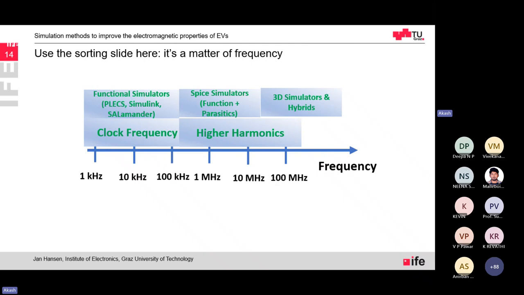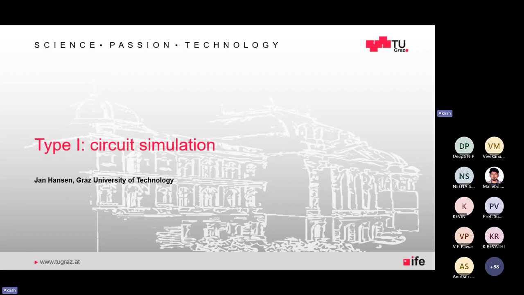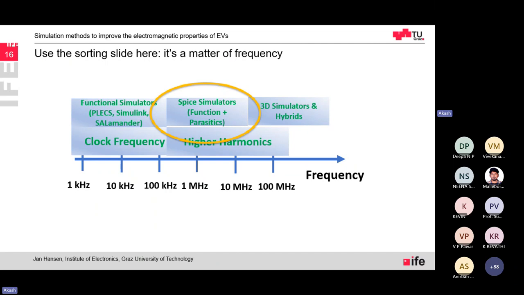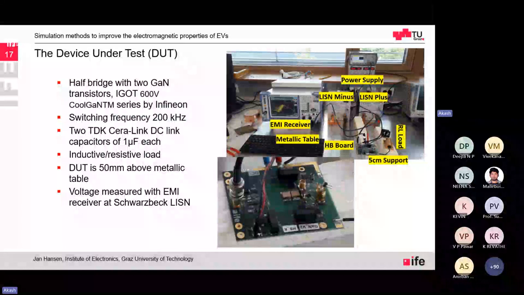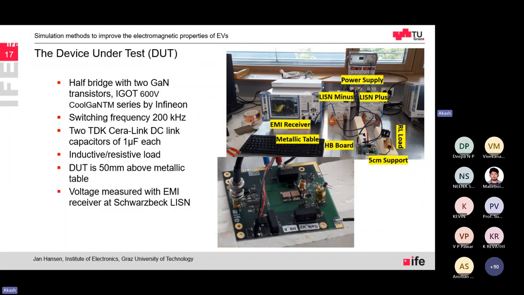I want to start with this type 1 circuit simulation. So we are here now. The frequency range is between one megahertz and 30 megahertz, some 100 kilohertz, something like this. I brought a simple example here, again from the lab. This is a power converter with two GaN semiconductors in here. There is some control for these semiconductors so that they can switch on and switch off.